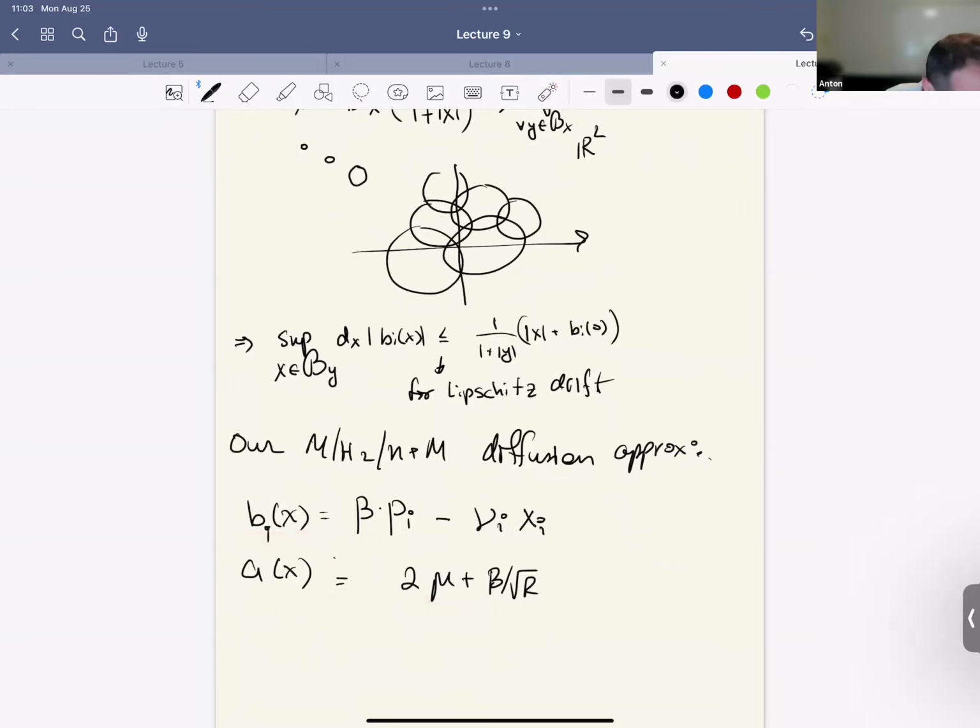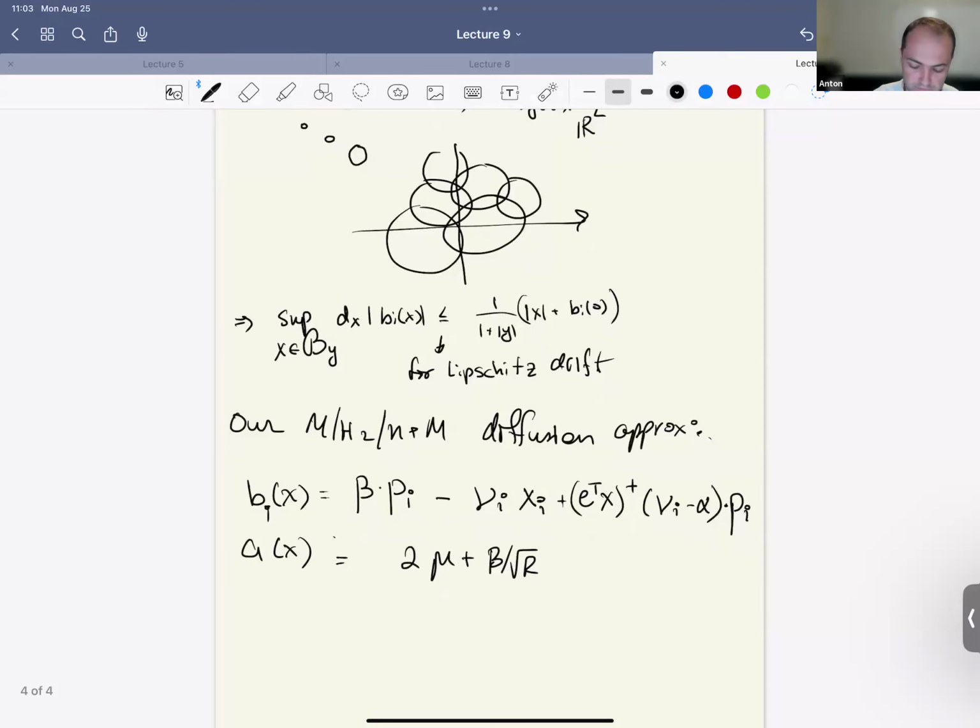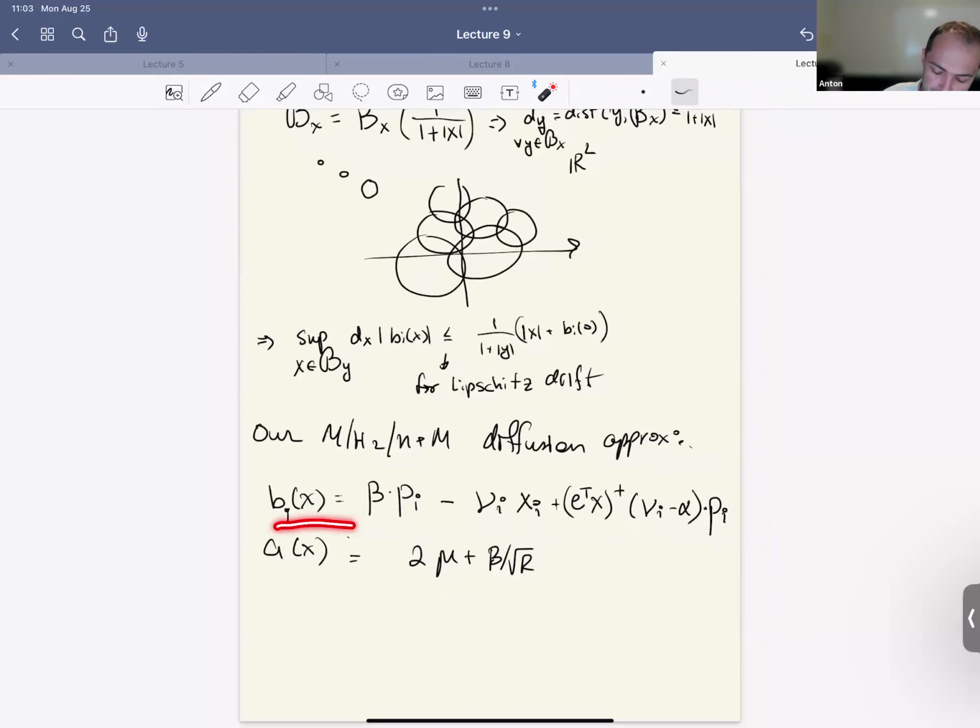Oh, pardon me, I've forgotten the abandonment part. Plus E transpose X, positive part, nu I minus alpha multiplied by pi. There. So that is the full form of the drift. And now let's start with our diffusion process, and let's see if this result, which we just spent so much time on, this theorem, is of any use to us.